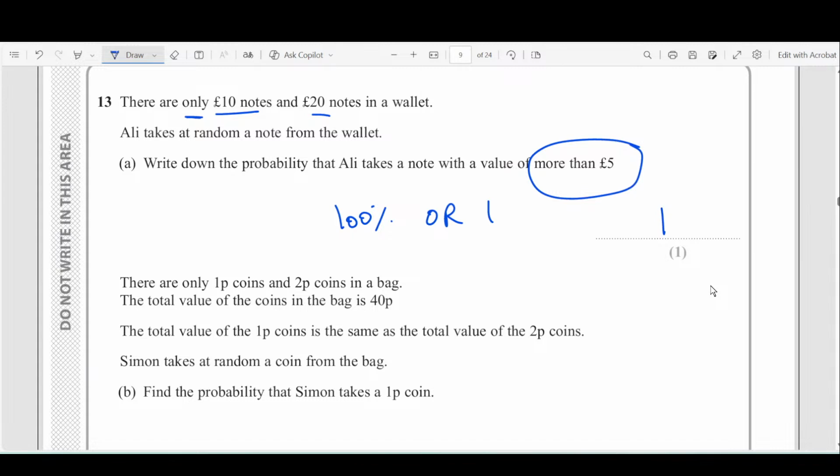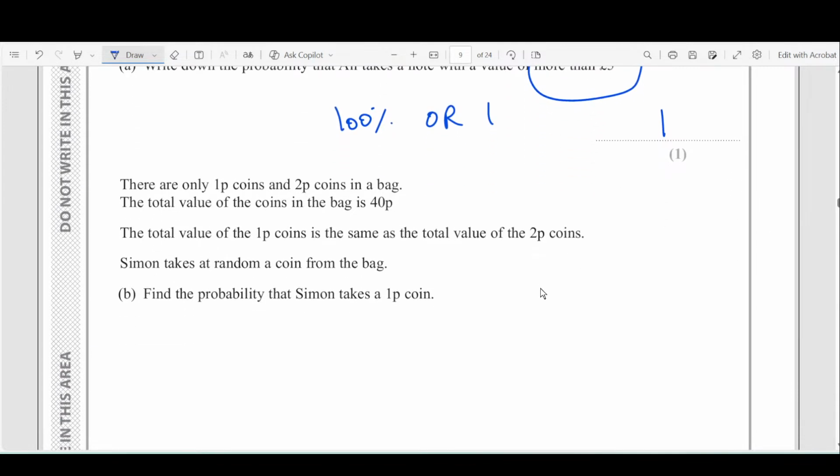Yeah, I'm back. So we need to find the probability that he takes a 1 pence coin. First, we need to determine the total value of 1 pence coins and 2 pence coins. Basically, the total value of coins in the bag is this. So the total value of 1 pence coins is the same as 2 pence, right? It says they are the same. So we can just divide it by 2, right? Because they both are in equal amount. So 40 divided by 2 gives us 20 pence, right?